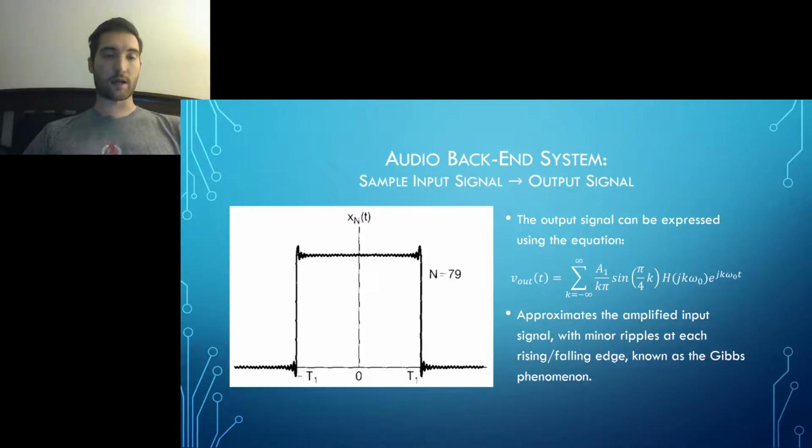Interestingly, the output does look like the input signal, but because the square wave is not a linear function, the output must be. So it does look like a square wave. However, there are ripples at each rising and falling edge, which is known as the Gibbs phenomenon. Shown here is what the output would look like with those ripples.